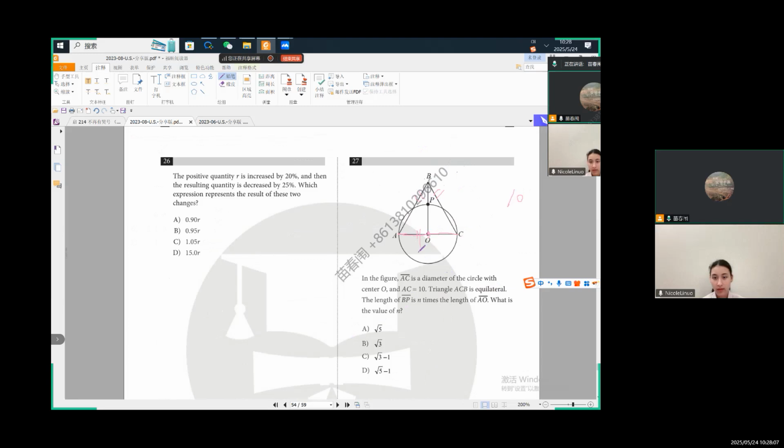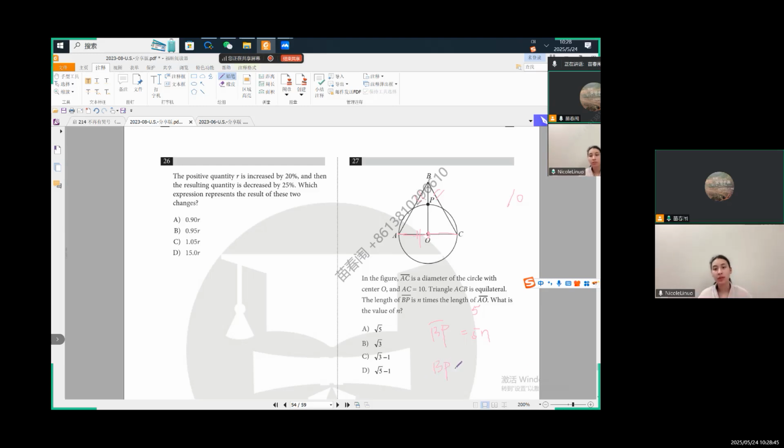And then the length of BP is n times the length of AO. N times the length of AO is 5, basically, right? Yes. So 5n is BP. So what is the value of n? So how do I find BP anyway? Is there a way I can find BP?